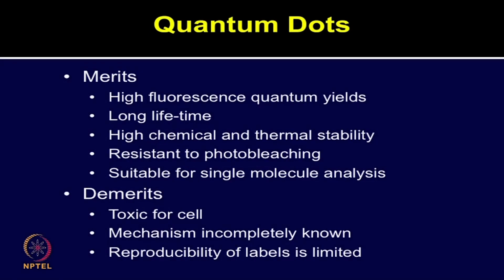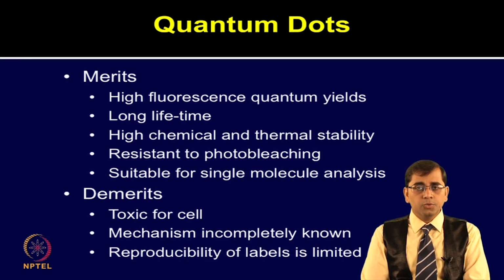Now, the different merits and demerits of using quantum dots. The merits of QDs include high fluorescence quantum yield, long lifetime, high chemical and thermal stability, resistance to photobleaching over long periods of time, and suitability for even single molecule analysis. There are various chemistries available to conjugate biologically active molecules to the surface of nanocrystals.